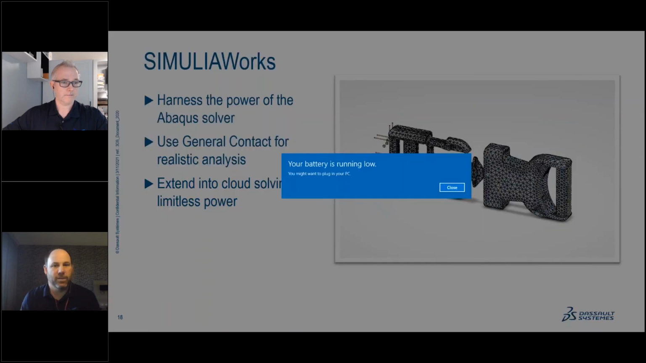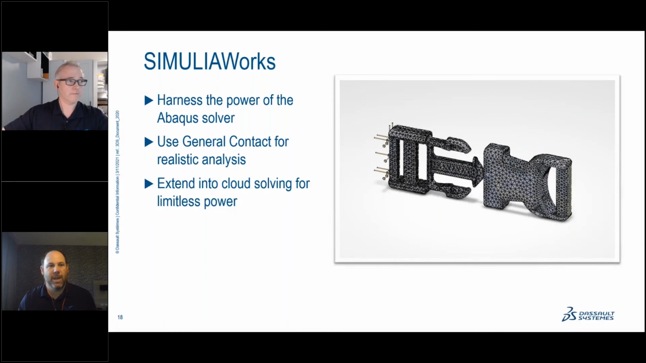General contact in Abacus basically says, I'm going to figure out which faces might come together and keep checking throughout the analysis. So there's no user input required.